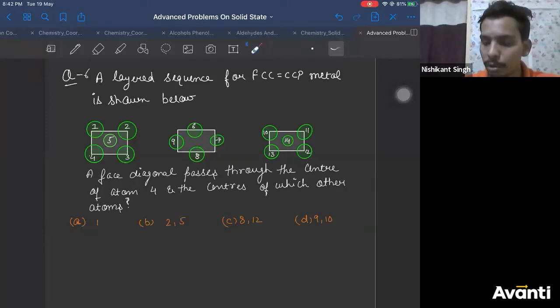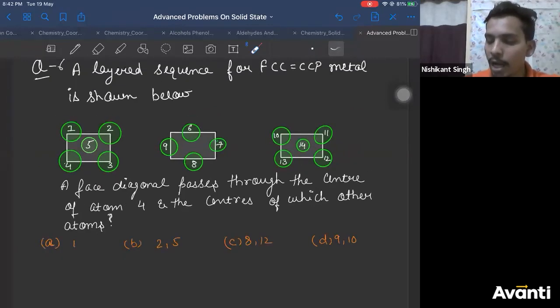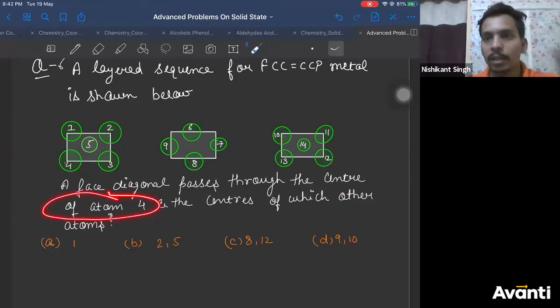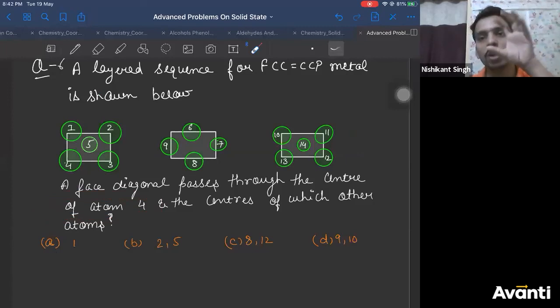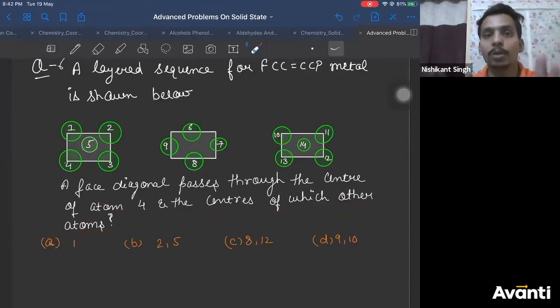I'm showing the numbers also, 1, 2, 3, 4, 5, so that you can't say, sir, it is not visible. I'll zoom it out also. 6, 7, 8, 9, 10, 11, 12, 13, 14. These are the numbers of the particles. Now he's saying a face diagonal which passes through the center of atom 4 will also pass through which all other atoms. This is the question. Don't answer yet. It can have more than one option correct.